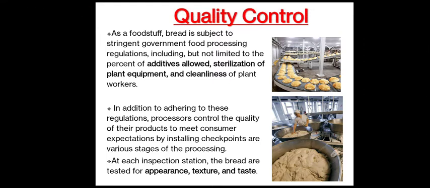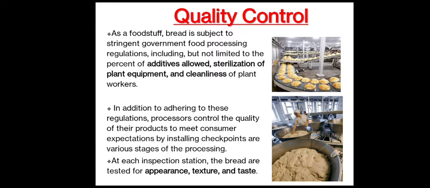Next are quality controls. Various quality controls are used to make the quality of bread better. As foodstuff, bread is subject to stringent government food processing regulations, including but not limited to the percent of additives allowed, sterilization of plant equipment, and cleanliness of plant workers.